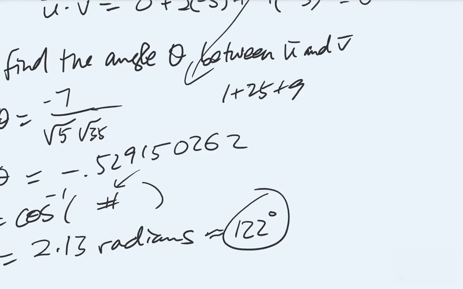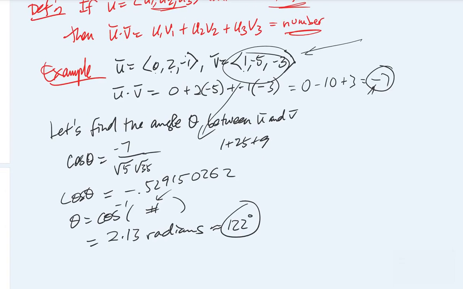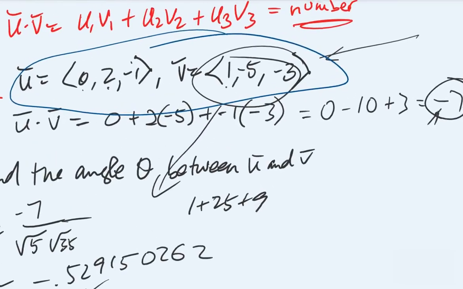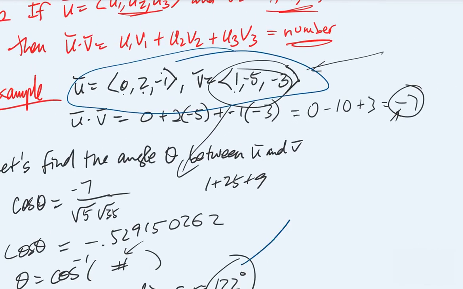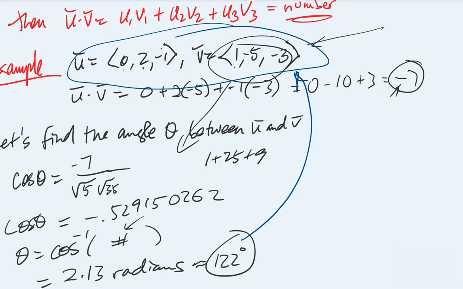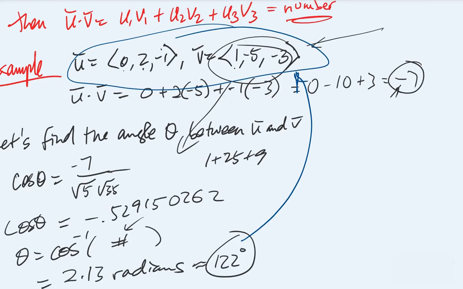Let's see if that makes sense. Oh wait, these are the 3-dimensional ones. These are really hard to determine what the angle is between them, just looking at them, or verifying that 122 is the angle. But I would definitely try this in 2D and see what you get. See how far you get with that. All right, so that's an example of that.